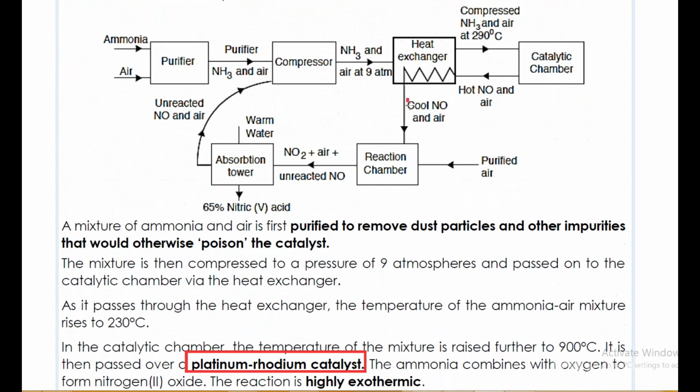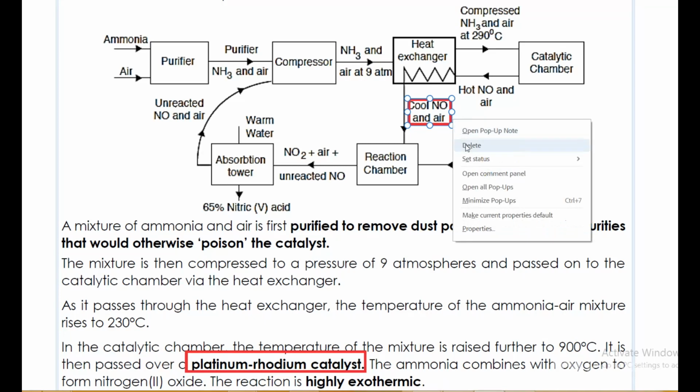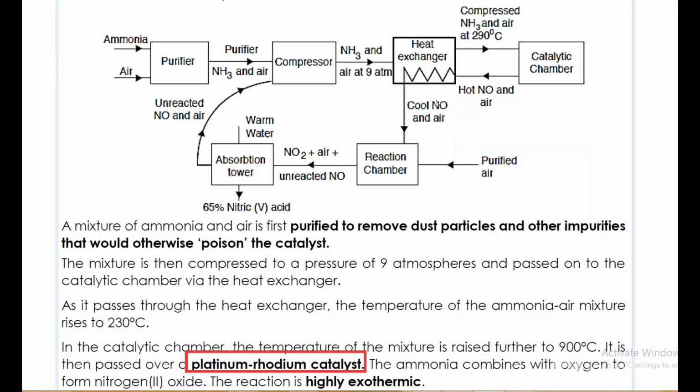So now we have cool nitrogen 2 oxide and air. This air is going to oxidize nitrogen 2 to nitrogen 4. So here, what is entering the reaction chamber is nitrogen 4.